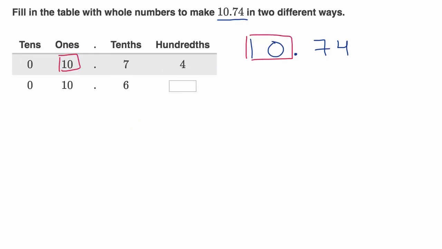And then if you move 1 decimal place over, this 7 tenths, well, that makes sense. You have a 7 in the tenths place. And then this 4 hundredths makes sense. You have 4 in the hundredths place. But now let's see what they're doing over here. So once again, they're saying no tens, but 10 ones. So that is actually the same. We could say 1 ten and 0 ones, or we could say 10 ones.